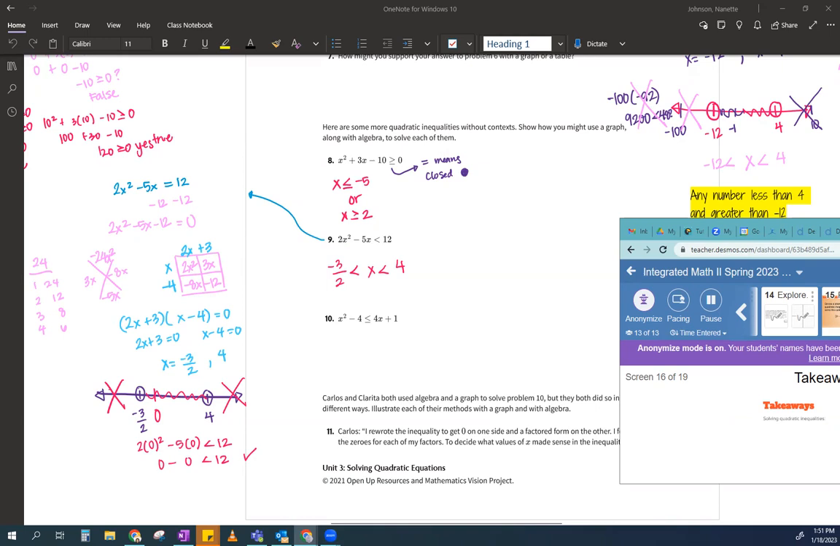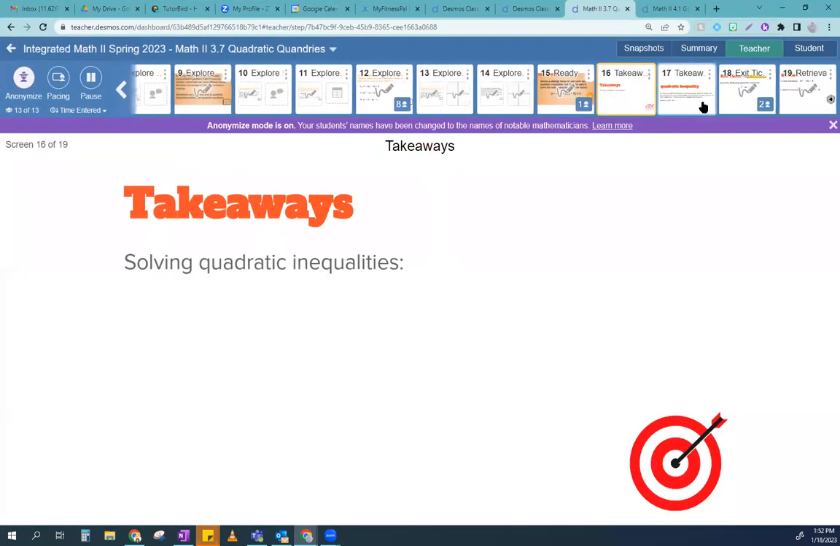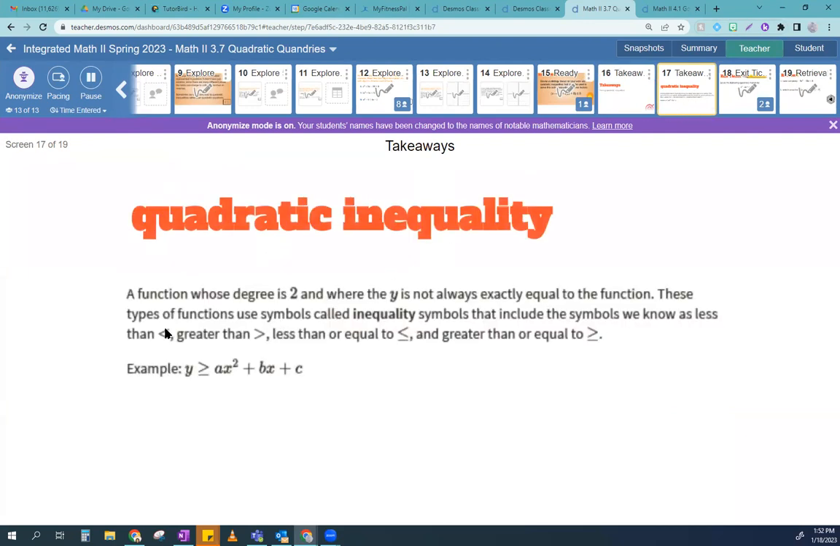Okay, so you know how to do this. I saw a lot of your work. It's pretty strong. So a function whose degree is 2 and where y is not always exactly equal to the function, these types of functions are usually called an inequality. Inequality symbols include less than, greater than, less than or equal to, or greater than or equal to. For example, this, right? So you know how to solve this. We reviewed how to do it graphically and algebraically. Okay, very good work.